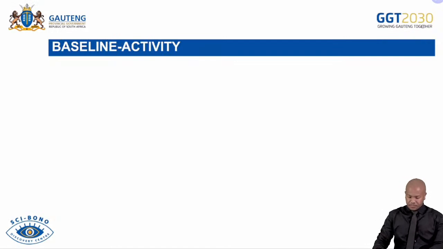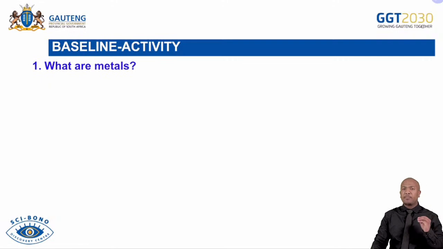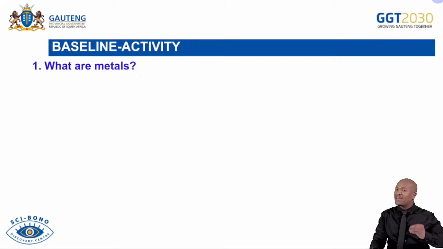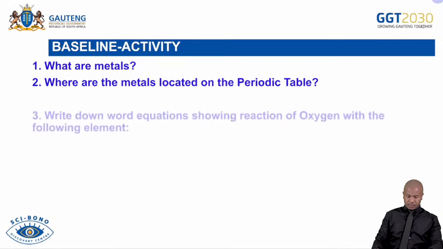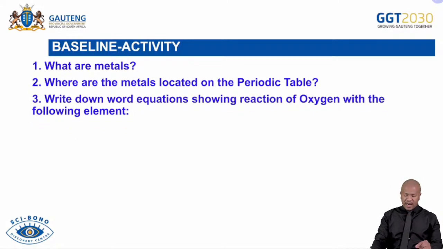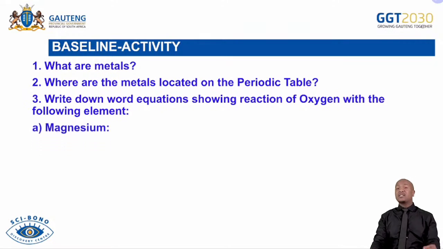baseline activity. Let's test ourselves using this baseline activity, right? The first question there says, what are metals? So we need to remember what metals are. Are we together? Number 2, where are metals located on the periodic table? So we need to remember where metals are located on the periodic table. 3, we have to write down the word equations showing the reaction of oxygen with the following element. The element is magnesium.